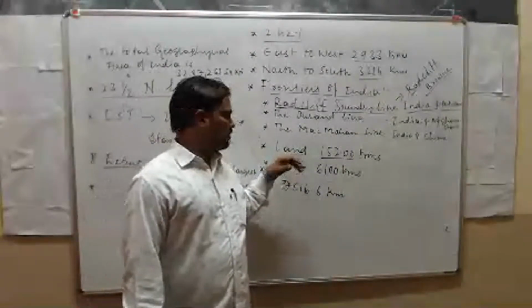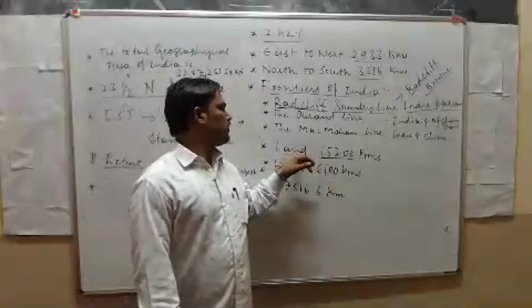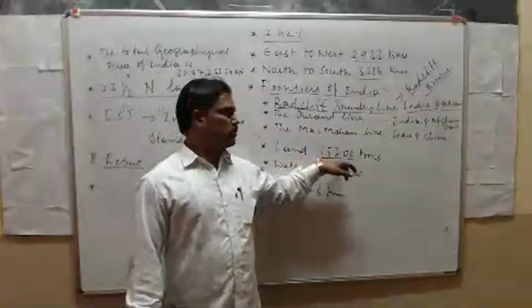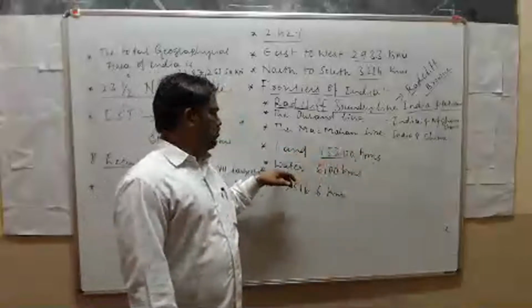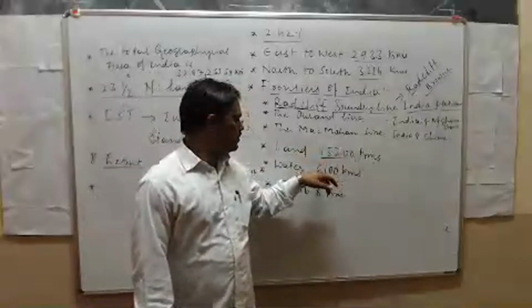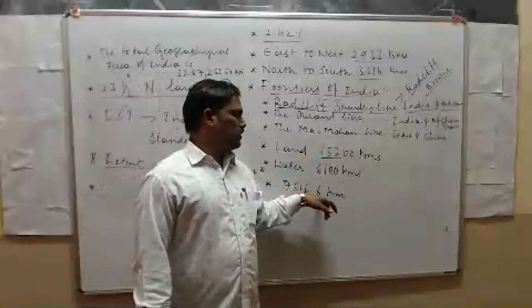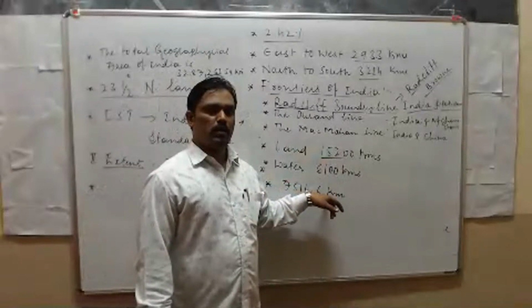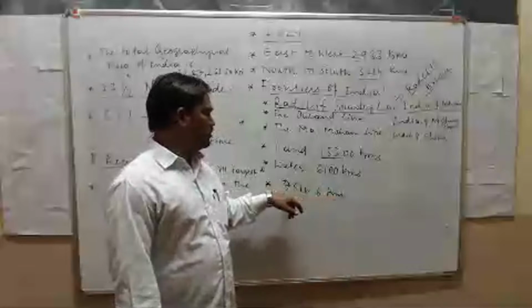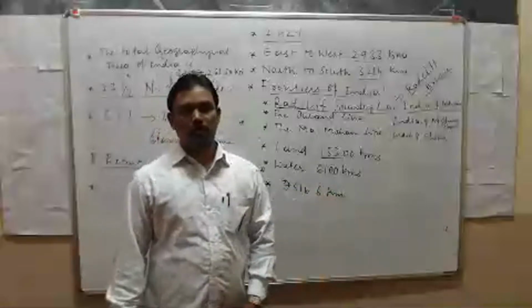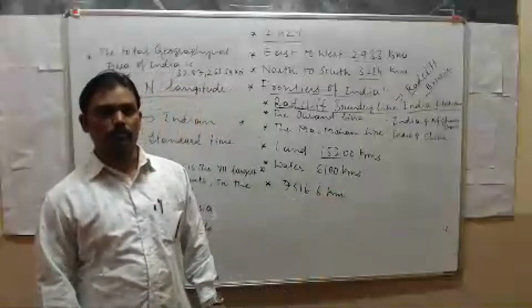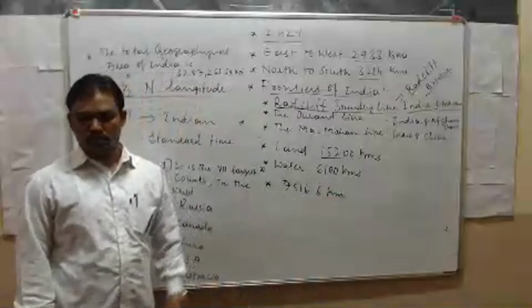The total land frontier of India is 15,200 kilometers. Water frontier is 6,100 kilometers. The total coastal length of India, including Andaman, Nicobar Islands as well as Lakshadweep, is 7,516.6 kilometers.